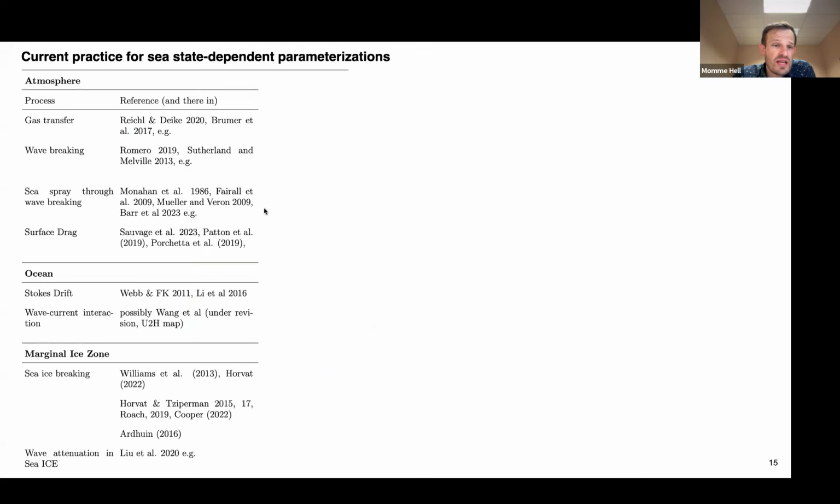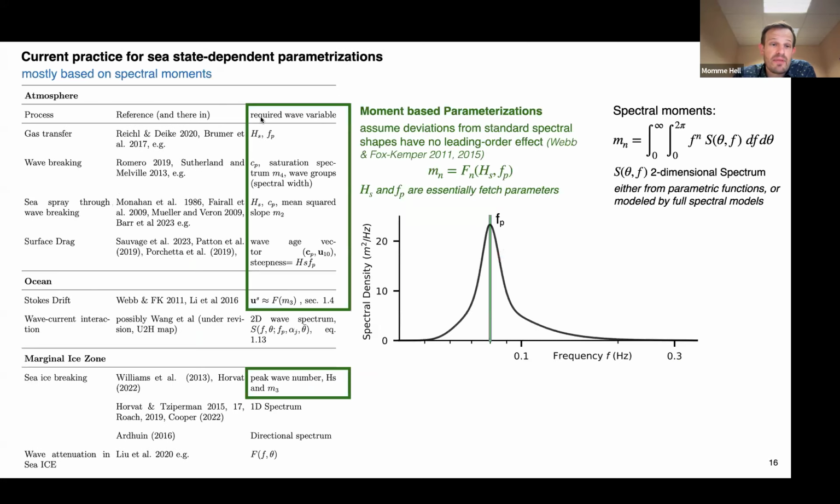Now I'm showing you a table, which someone should never do in a presentation, but this was the easiest way to make a comprehensive summary. So if you list all the processes I could find that are dependent on wave processes, there's some in the atmosphere, in the ocean, and the marginal ice zone, and you think about what parameters they are based on, then you can classify this basically in two groups, right? Most of them depend on moment-based metrics, right?